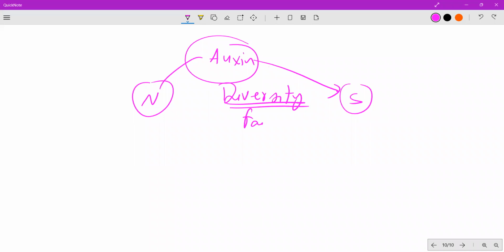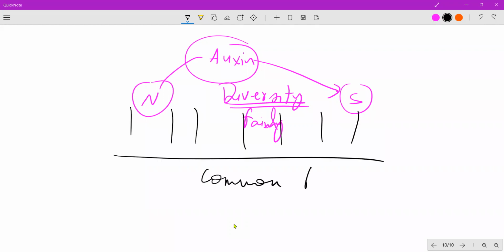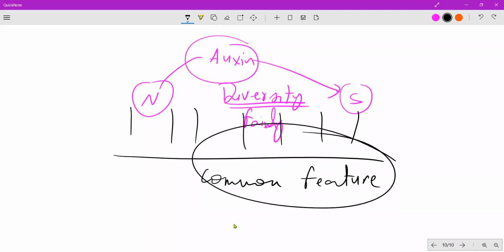Okay. Now the question is, when I'm talking about auxin, auxin is not a single compound. It is a family. We know there's a lot of diversity. Now, do we have some common feature among all these auxins? Among all the diverse auxins, do we have some common feature? Like I said African, you know the common feature: their hair is a bit curly and their complexion is a bit dark. So among these auxins, do we have some common feature?